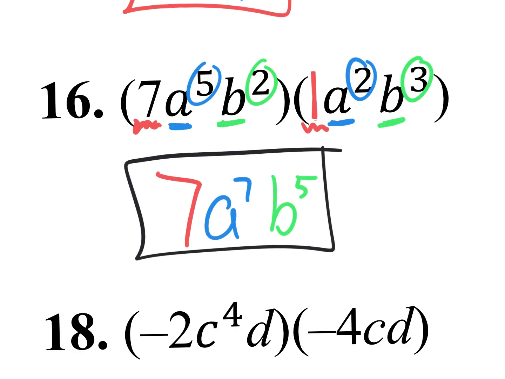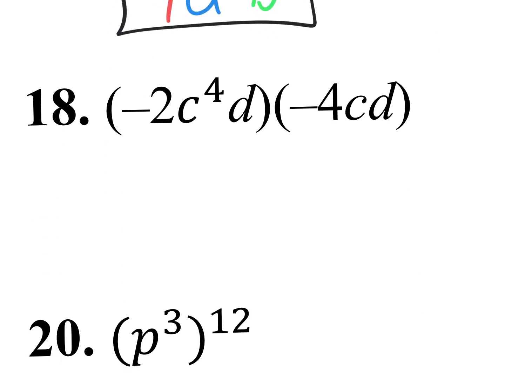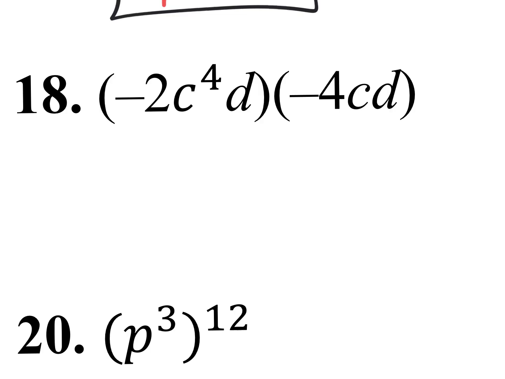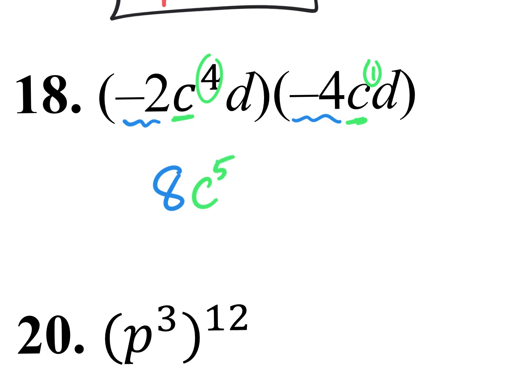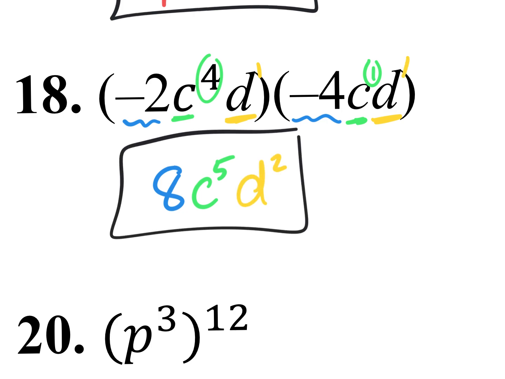And that's all, folks. 18. Regular numbers out in the front, simply multiply them. -2 times -4, that's +8. Then you can move on to the c, and c, there's a 4 right there, an invisible 1 right there. So 4 plus 1 is 5. And last but not least, you have the d. There's 1 d, there's 1 d. There's going to be a total of 2 d's being multiplied. And there is your answer, 8c to the 5th, d to the 2nd.